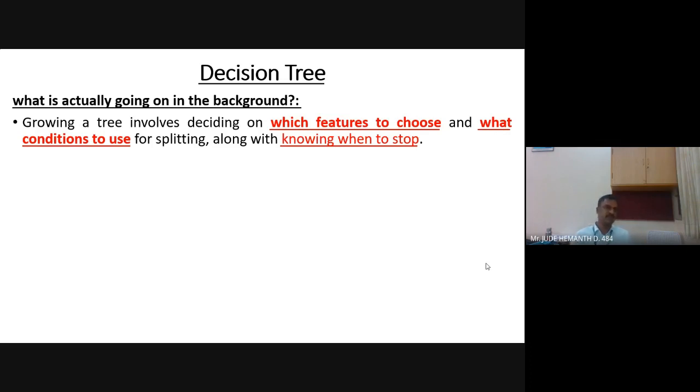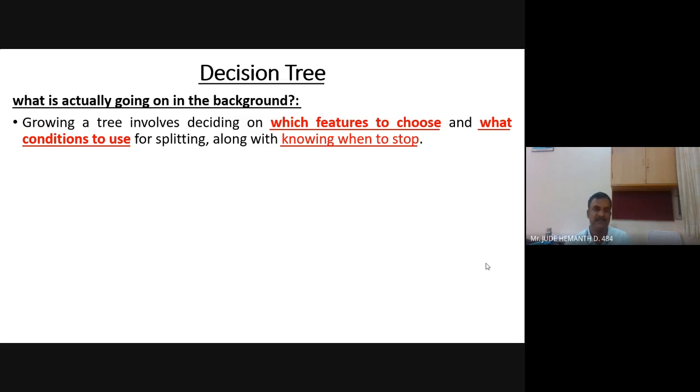So first thing is you need to grow a tree. You cannot have just the root node. The branches should be formed, and based on the branches, you are going to take a decision. So growing a tree involves deciding on which features to choose, right? Which features to use: age, gender, all these things. But it changes depending on your application. And what condition to use, the question mark, right?